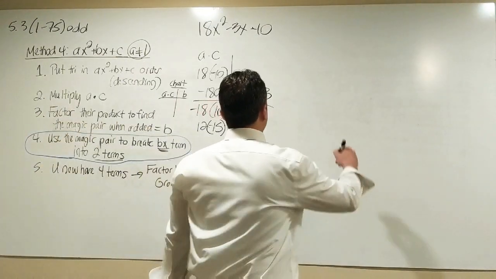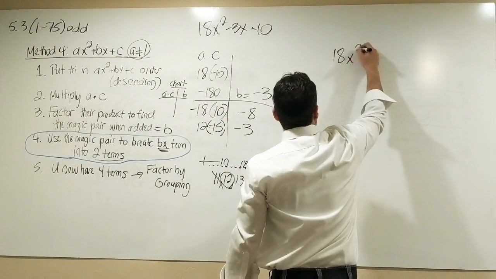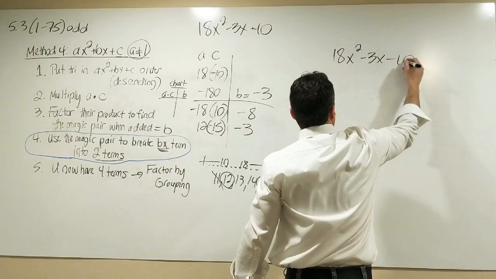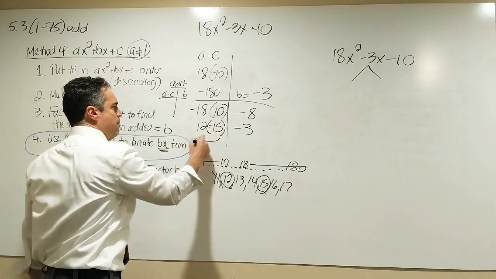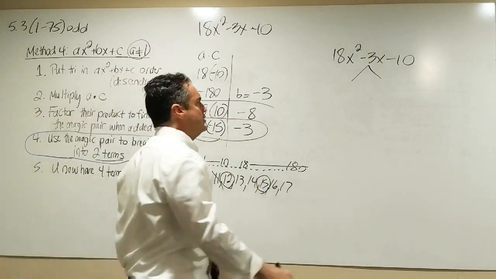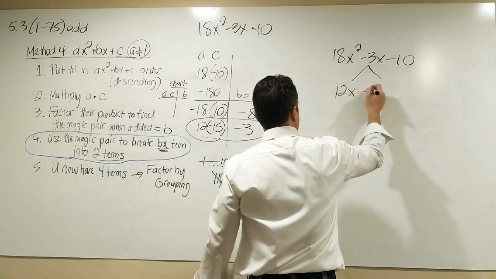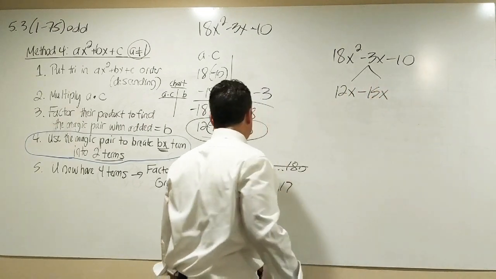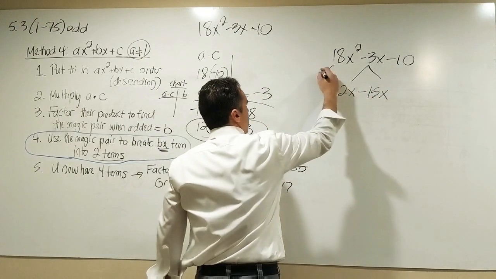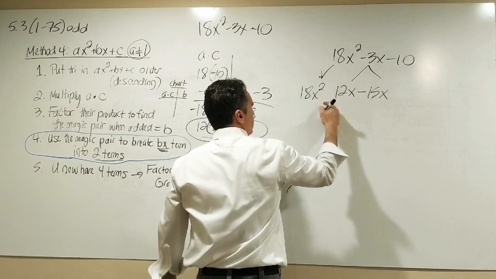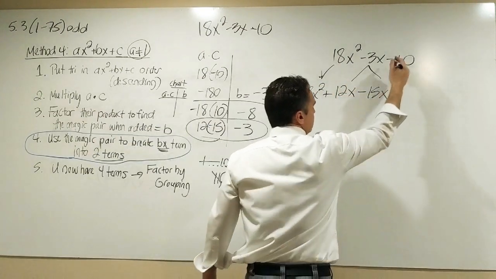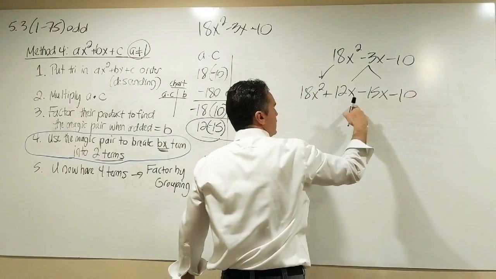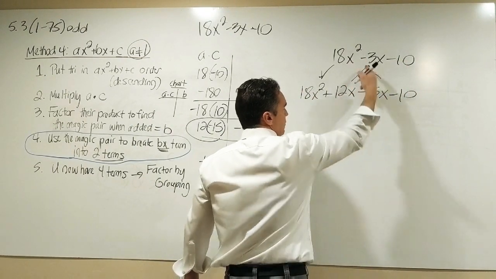Okay, so now we take 18x squared minus 3x minus 10, and we're going to break bx into 2 terms based on the magic pair, which is going to be 12x minus 15x. And then this is going to drop down and become 18x squared. This is a positive because it's a positive 12x. And this is going to be minus 10, and these 4 terms and these 3 terms are the same because when you add this it makes negative 3x.